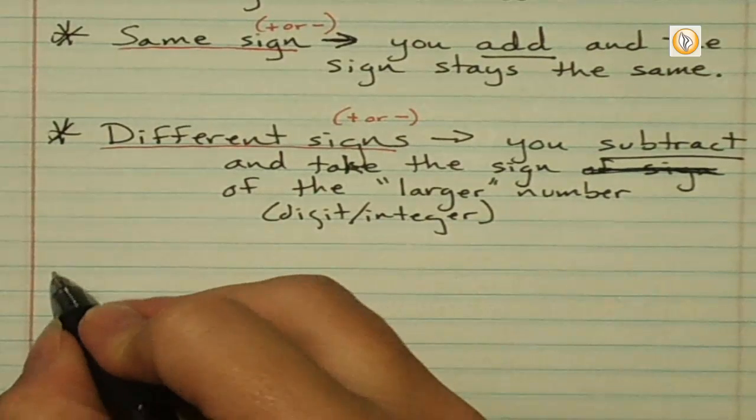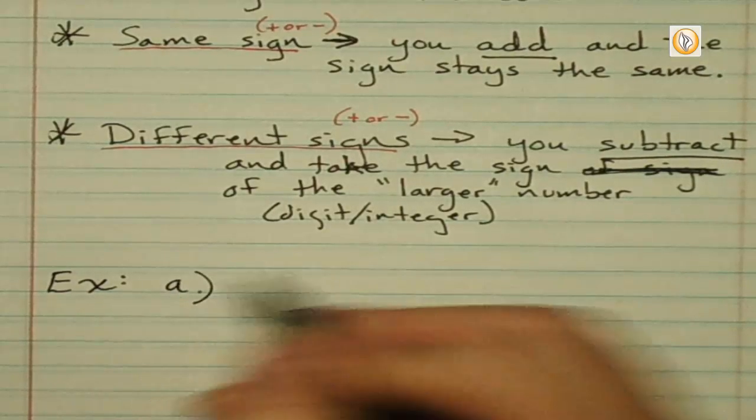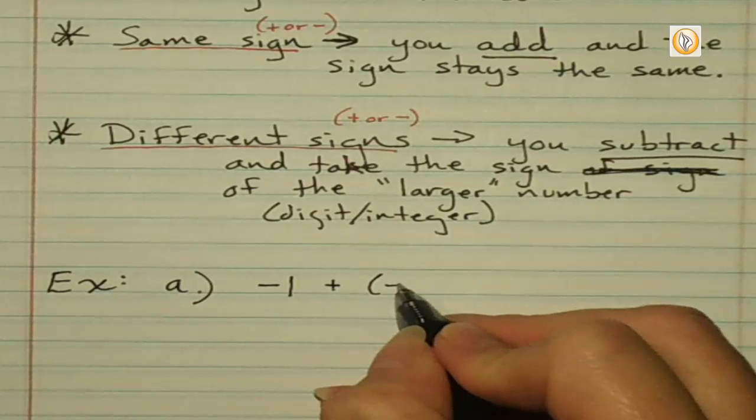All right, so examples. We're going to jump right into examples, not from your book. Example A. -1 plus -3.